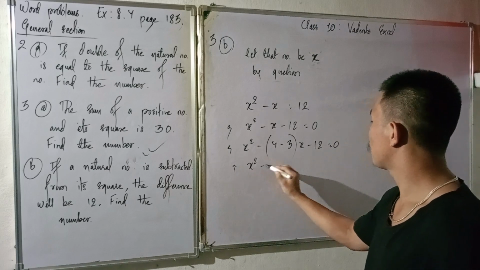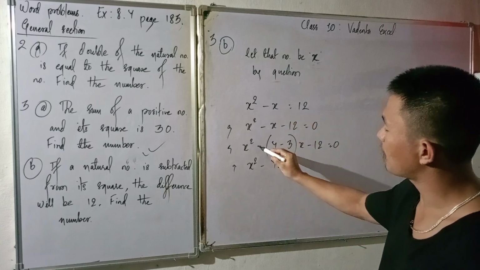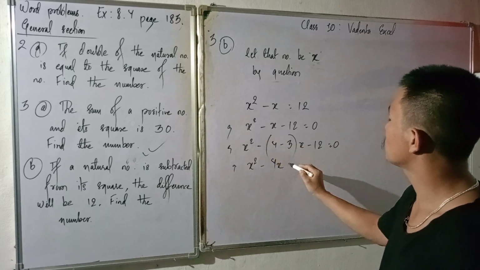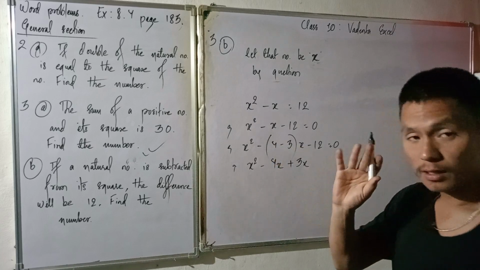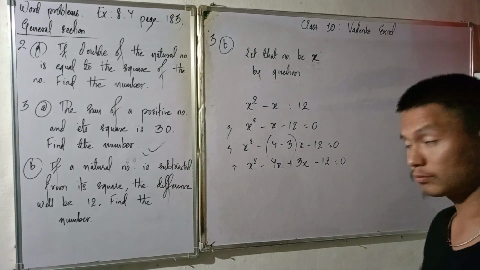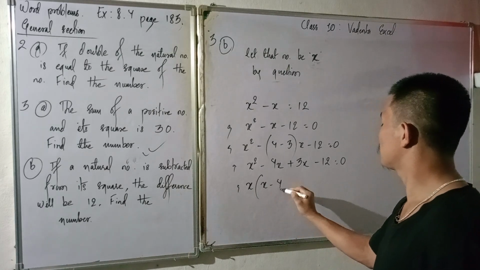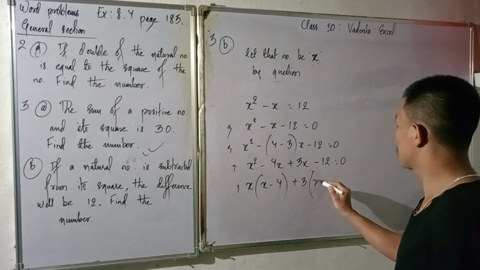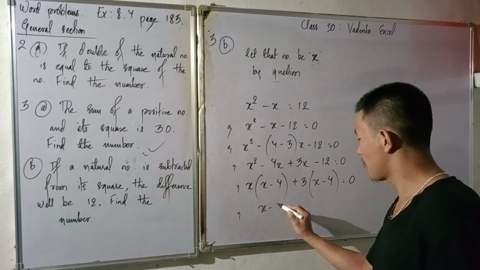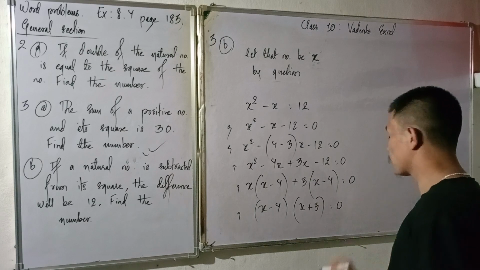So x squared minus 4x plus 3x minus 12. You have to open this bracket with the minus sign: minus times minus 4 gives plus, and minus times plus 3 times x. You must not forget that; if there is a slight mistake, the whole answer will go wrong. Now this is x(x minus 4) plus 3(x minus 4). Here x minus 4 will be common: (x minus 4)(x plus 3) equals 0.